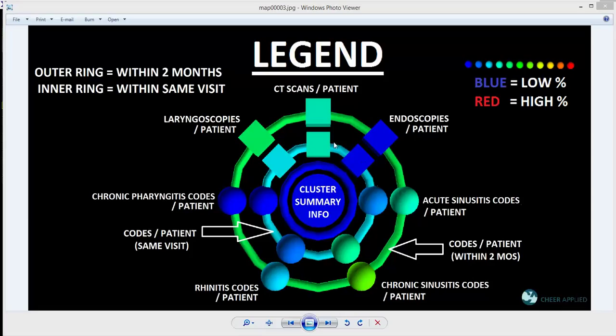The inner ring deals with the codes that are administered to that patient within the same visit. Each element on the ring will go from blue to red based on whether it has a low or high percentage versus the total population. Reds will generally be bad and blues will generally be good.